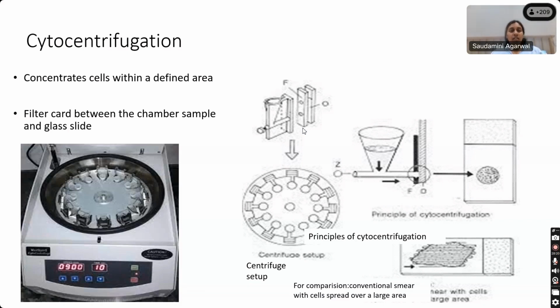Okay. One limitation of this method is that the cells can get distorted. Some degree of distortion of cells can occur with the concentration. It is more useful for paucicellular specimens like urine and CSF. Yes. With very hypercellular specimens, you have too many cells in this diameter.